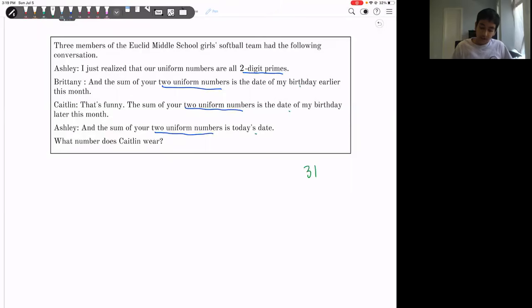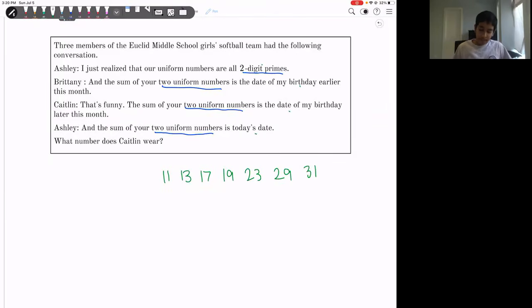And if the dates are less than or equal to 31, the individual components, we're given that the sum of 2 uniform numbers is 31 or less. So each of the uniform numbers has to also be less than 31. And since they're all 2-digit primes, let's list out all the 2-digit primes less than 31. There are 11, 13, 17, 19, 23, 29. So these are the 2-digit primes less than or equal to 31.